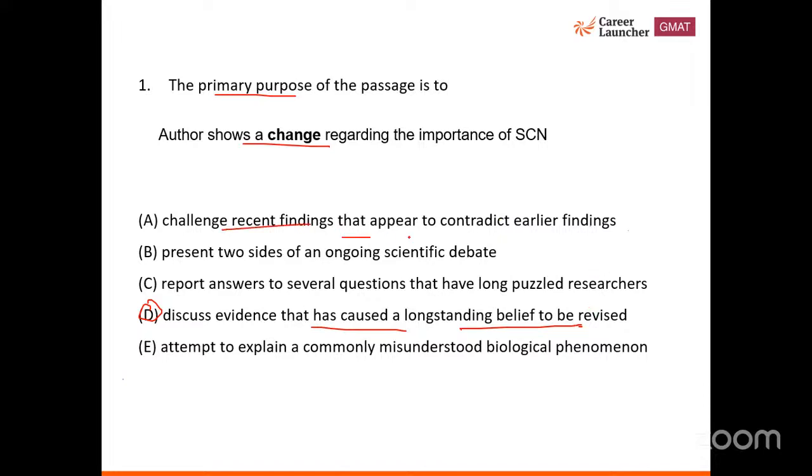Nobody is challenging the recent findings, first of all, right? There is no ongoing debate going on. There were no several questions, just one, right? And again, there was nothing commonly misunderstood. So again, guys, if after doing all the hard work we get creative, then it's obviously going to be a bit of a problem, right? And that's something that you should avoid doing, else you will fall for these traps. So I suggest you stay away from that. Do not fall for these traps.